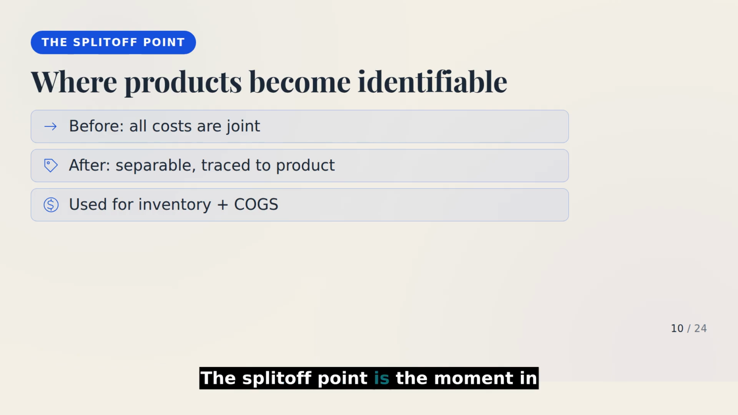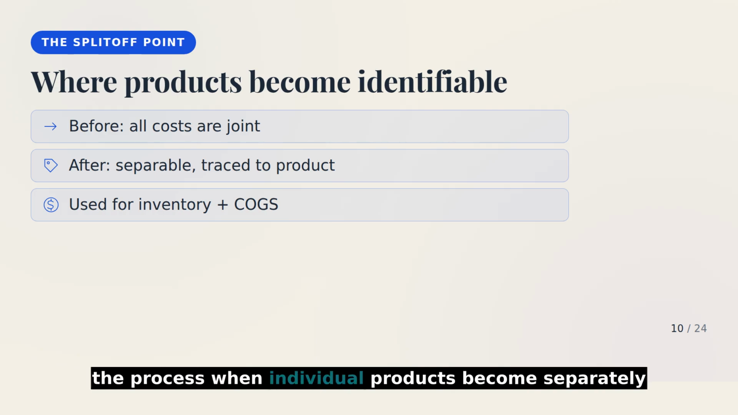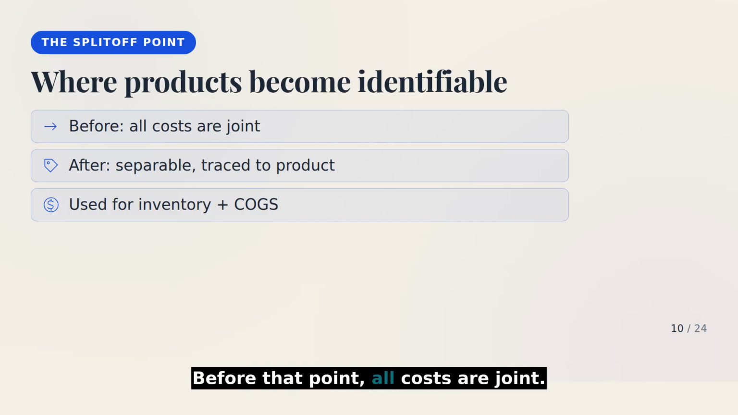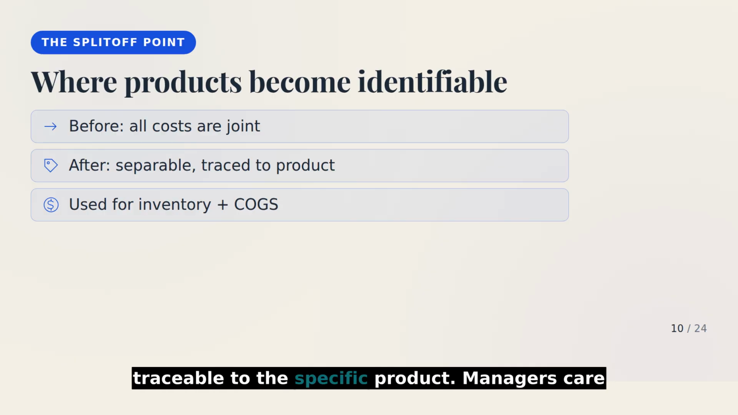The split-off point is the moment in the process when individual products become separately identifiable. Before that point, all costs are joint. After that point, any further processing is a separable cost, traceable to the specific product. Managers care about joint cost allocation mostly for inventory valuation and cost of goods sold reporting.